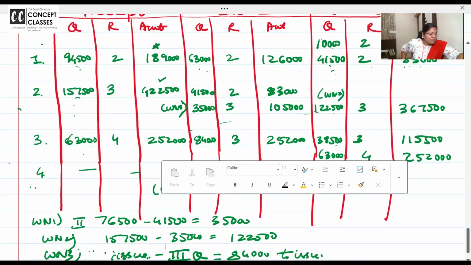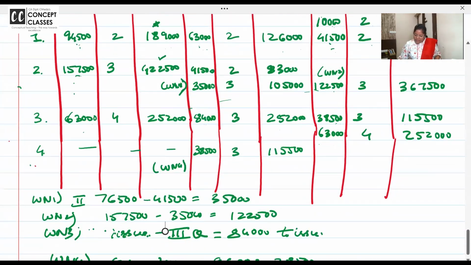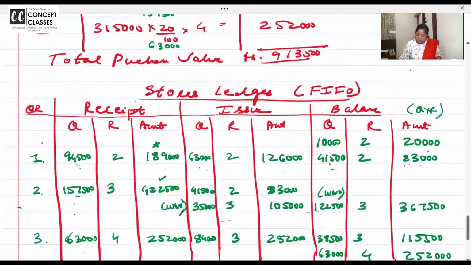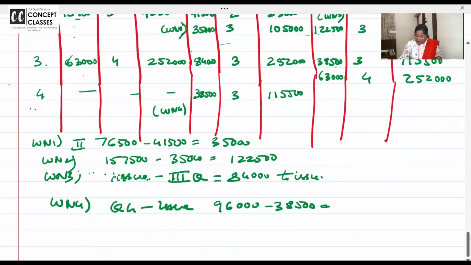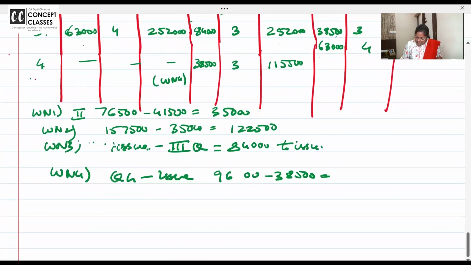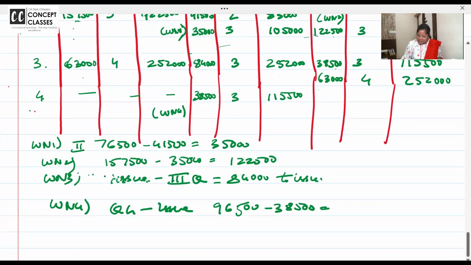One second, dear students. 96,500 I have to issue, huh? Not 96,000. One second. Sorry. 500 I missed out. Please change. Be careful. 96,500 I have to issue. Out of that, already 38,500 bye-bye, old rate. Remaining 58,000 multiplied by 4, 2,32,000. 58 multiplied by 4, 2,32,000.